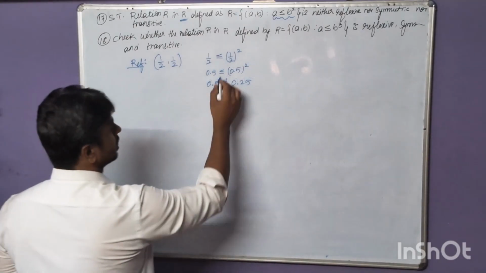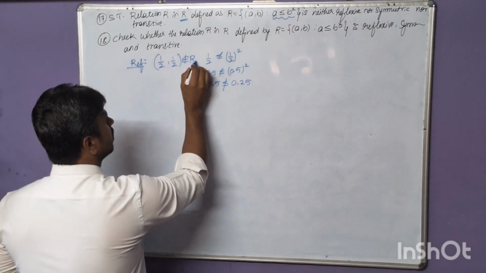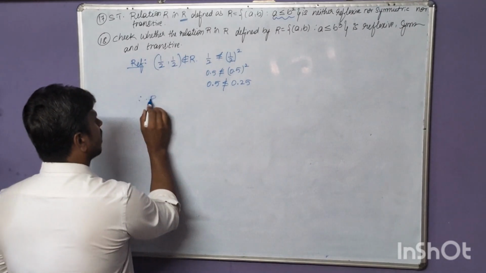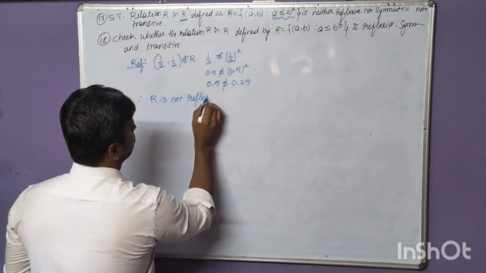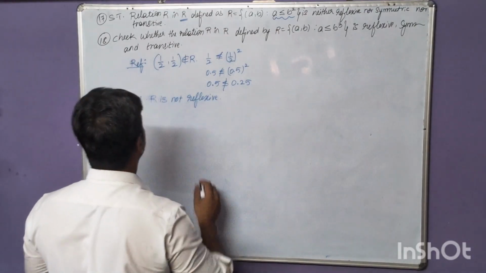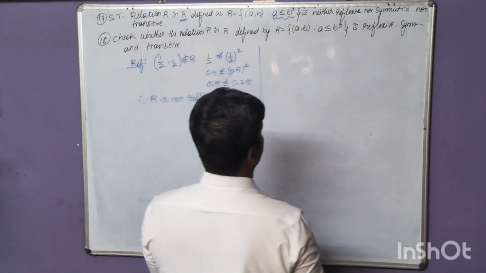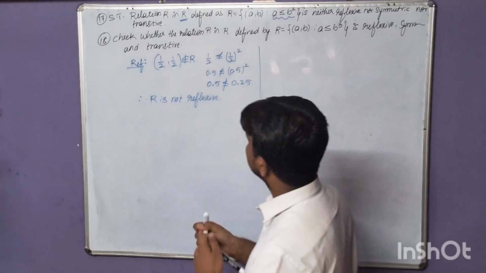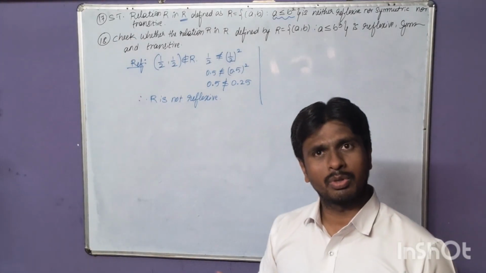Since the condition is not satisfied, therefore we can say that (1 by 2, 1 by 2) does not belong to R. Therefore the relation R is not reflexive. Finish. Clear? For both the questions we can consider the same. This is for the first question. I will write the solution for the second question here. If 1 by 2 is not less than or equal to (1 by 2) the whole square, does 1 by 2 satisfy less than or equal to (1 by 2) the whole cube?